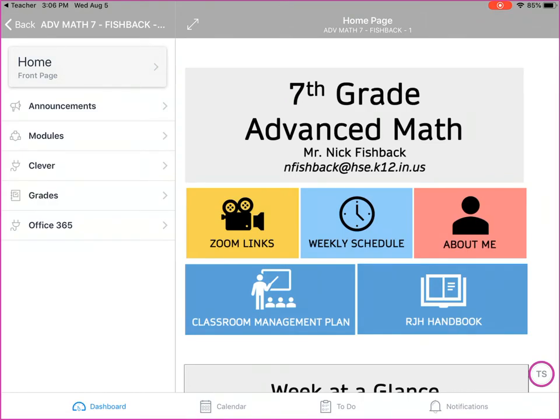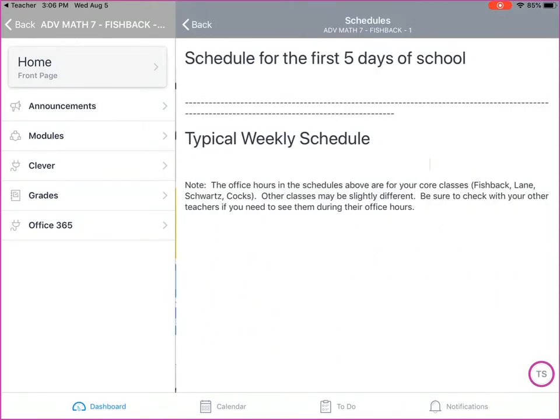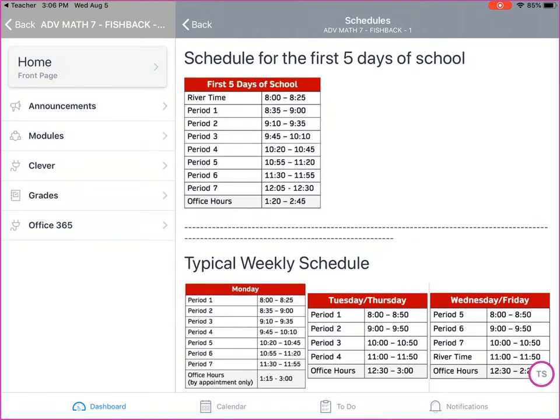Okay, going back up to these 5 buttons, I'm going to do the middle blue button first, the one that says weekly schedule. If I click on that, you can see that there are a few different schedules in here. The first one at the top is the schedule for the first 5 days of school. We start with river time each day at 8 o'clock, and then after that we go through periods 1 through 7. Each of those classes is going to be meeting for 25 minutes apiece with a 10-minute break in between each one. So again, this is the schedule just for the first 5 days of school.